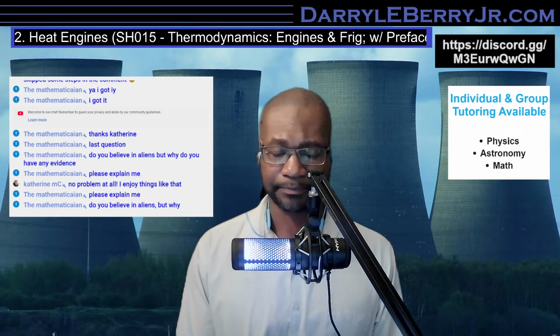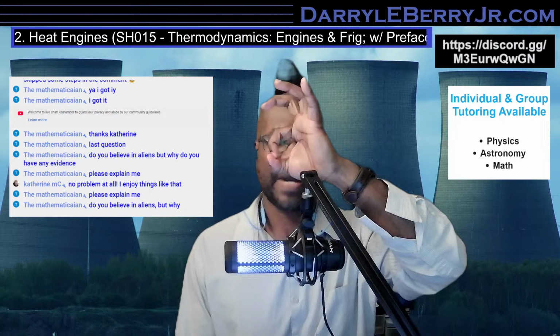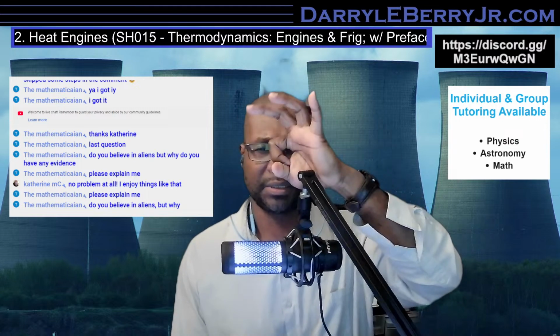Let's see if this one more question comes up. Oh, mathematician says, do you believe in aliens, and do you have any evidence? Just from the fact that there's so many galaxies. If you look at, for instance, even a deep field picture from Hubble, in this little bitty spot of sky, there are thousands of galaxies, and that's just one tiny little patch.